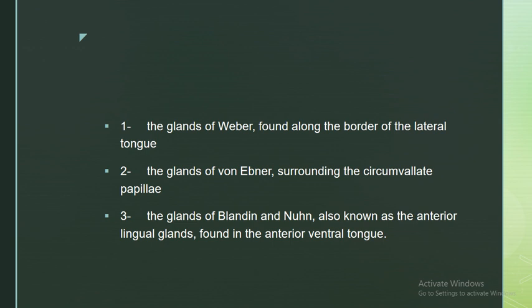In addition, there are three sets of minor salivary glands of the tongue. First, glands of Weber found along the lateral border of the tongue. Glands of von Ebner surrounding the circumvallate papilla, that means the posterior third of the tongue. Last, glands of Blandin and Nuhn, also known as the anterior lingual glands, found in the anterior ventral tongue.